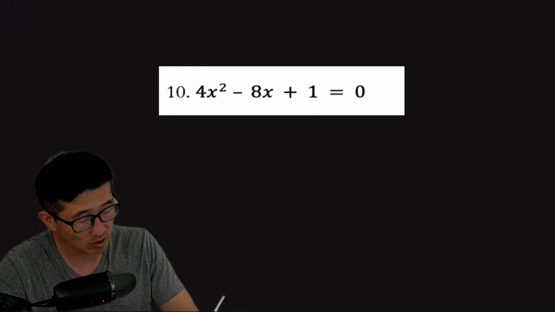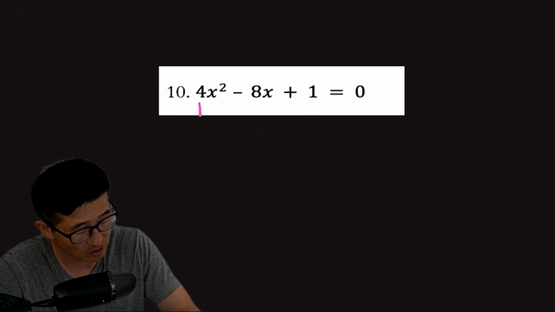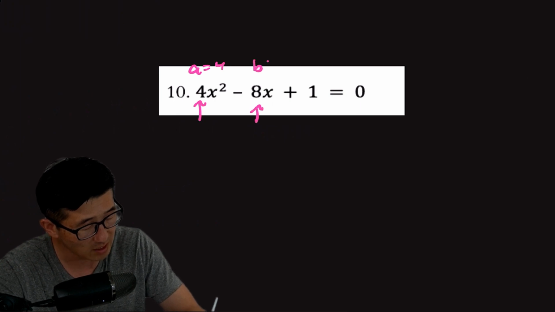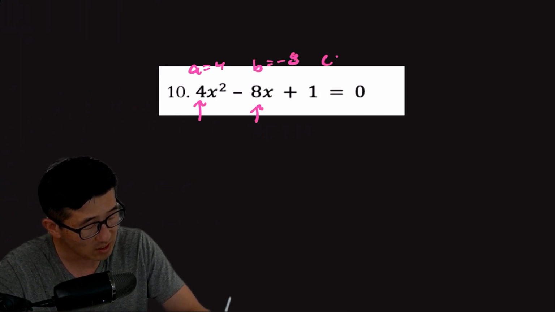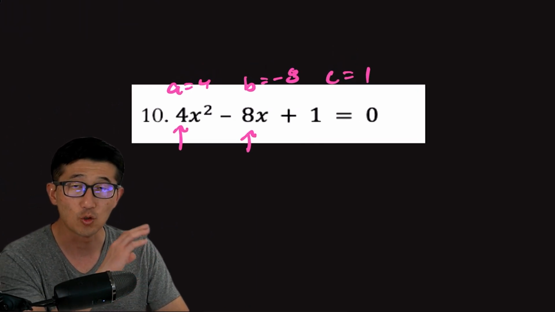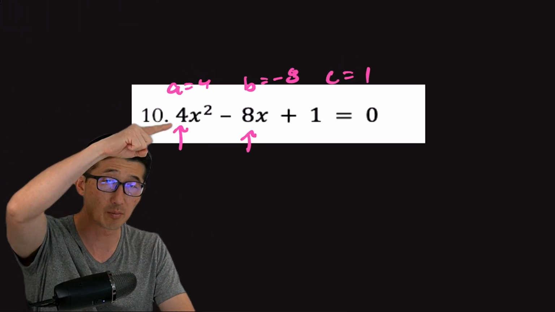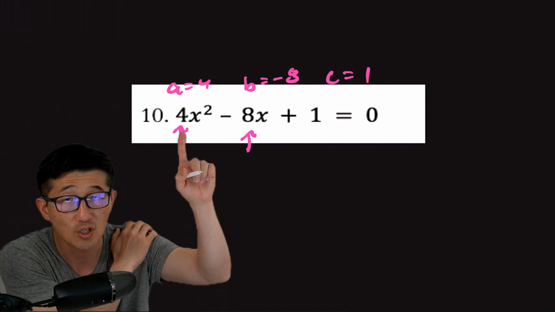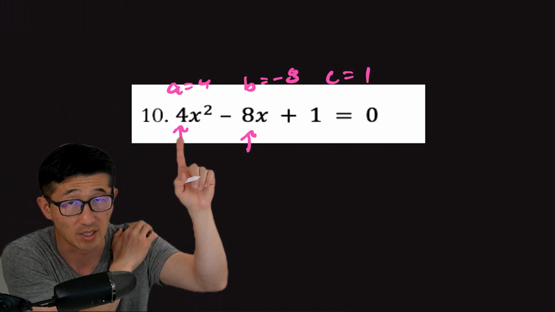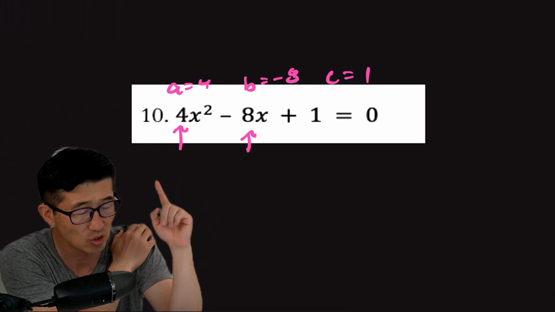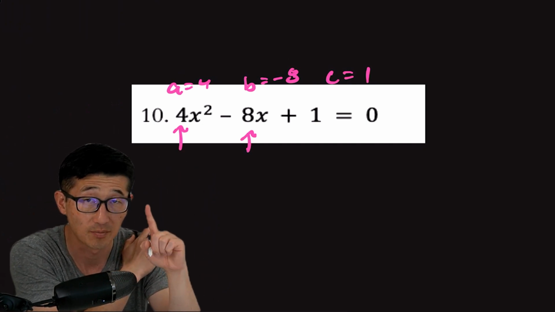Okay, all right. So let's again clarify. This right here is your letter A. So A is equal to 4. B in this situation is negative 8, and C is 1. Now, you cannot complete the square when the number in front of the first term is not a 1. Okay, so 4 needs to change into a 1.